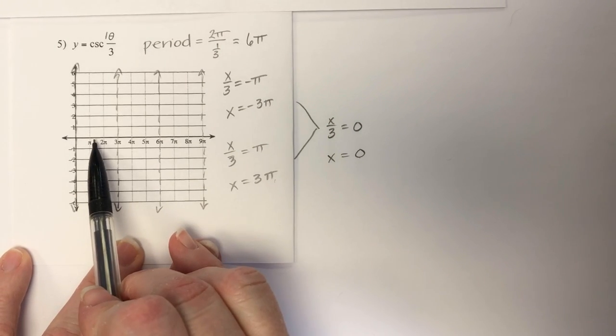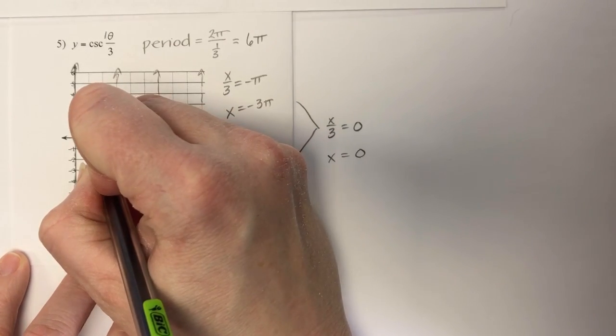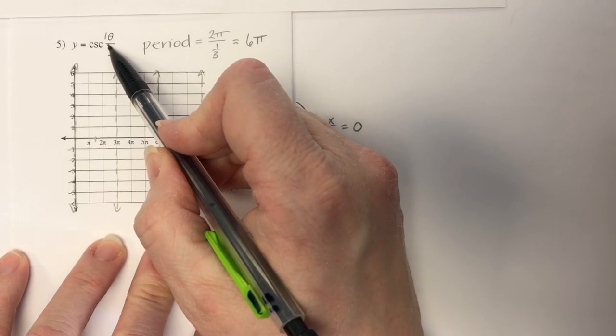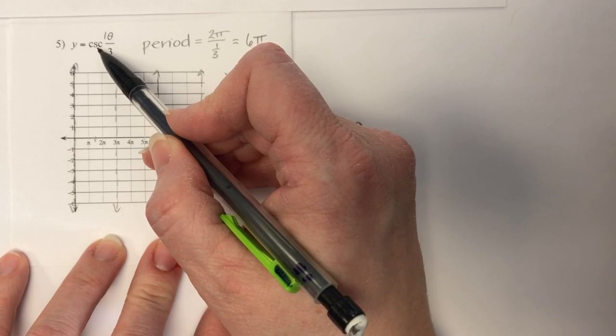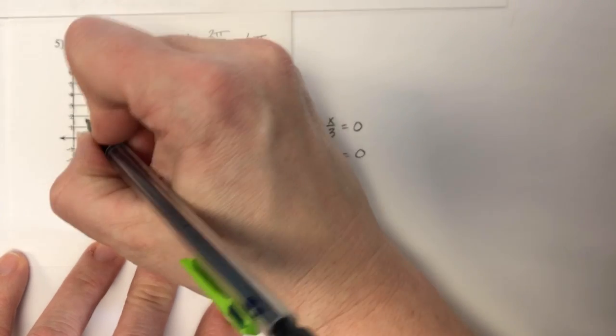So we want the middle. We want the middle of this, okay? So the middle of this is going to be 3 pi halves. If I plug in 3 pi halves, 3 pi halves divided by 3 is pi halves. The sine of pi halves is 1, and the reciprocal of 1 is 1.